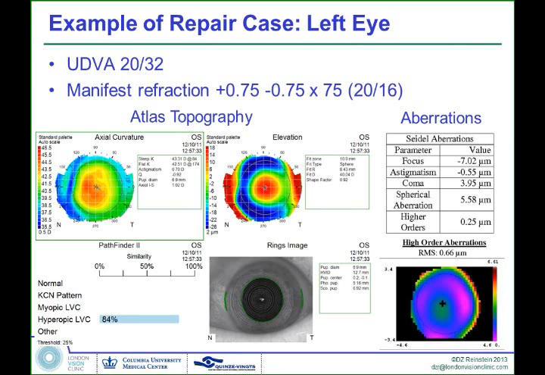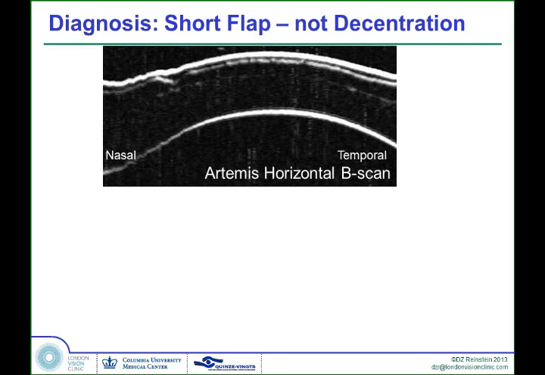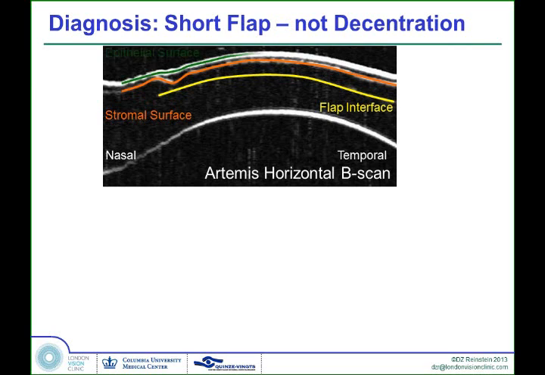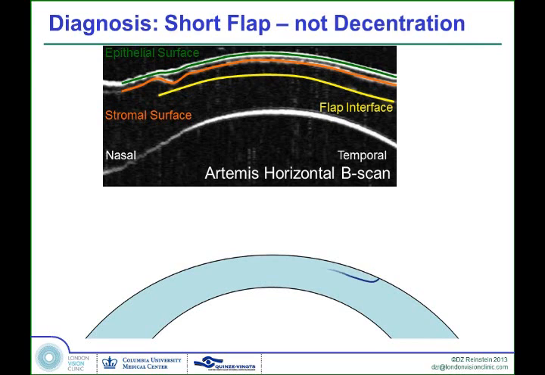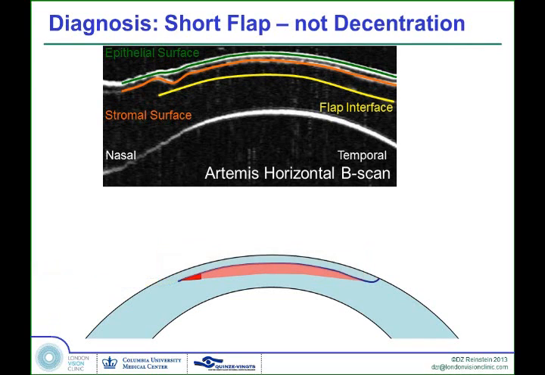But we diagnosed what was the problem. It was a short flap. And here it is. Short flap, so there's the flap interface, with a kink in the stromal surface near the hinge. How did this, and the epithelial surface, how did this occur? Well, we postulated, because we'd seen these before, that the flap was created, lifted, the hyperopic ablation was performed, but there was ablation on the underside of the flap. So tissue was removed from both those places, and when everything went back, there was double ablation, if you like, in that zone, causing this drop in stromal surface here.